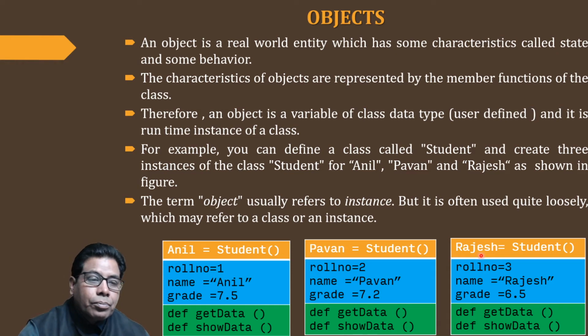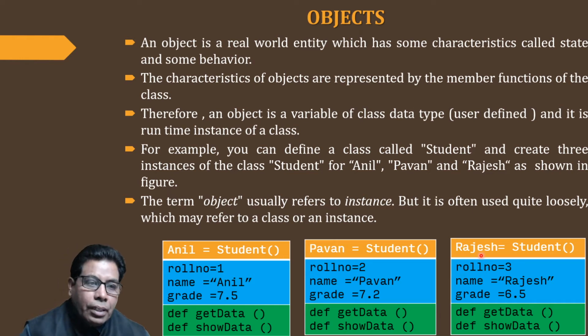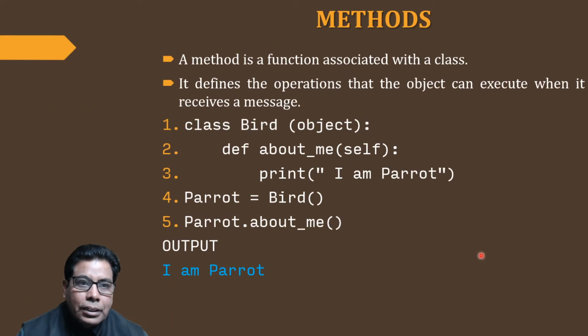So the term object usually refers to an instance, but then we may refer to it for a class or an instance of the class. Then let us go further. The next thing is methods.